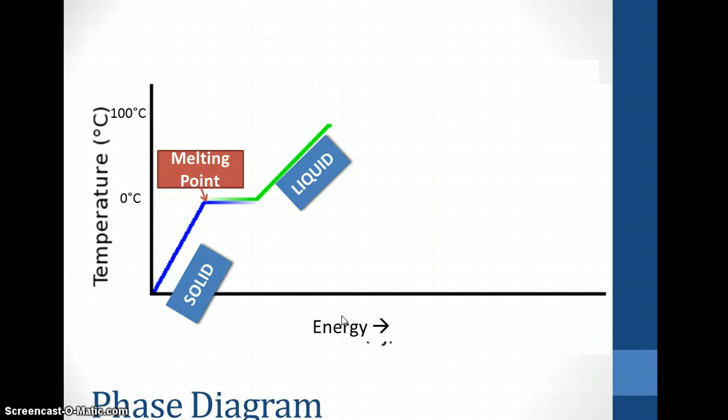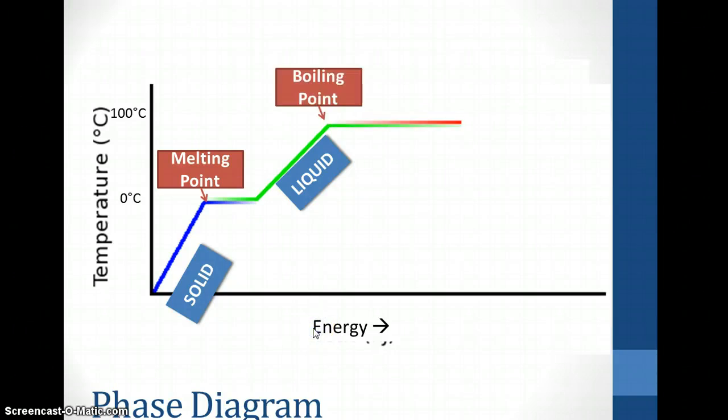At the melting point, it's just the beginning of this phase change. At this point in the center, there is both solid particles and liquid particles as it goes through melting. You'll also notice that during melting, the temperature stays constant or the same. During the entire melting phase for this substance, it is at 0 degrees Celsius.